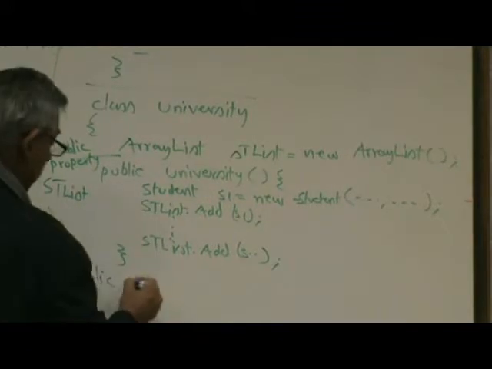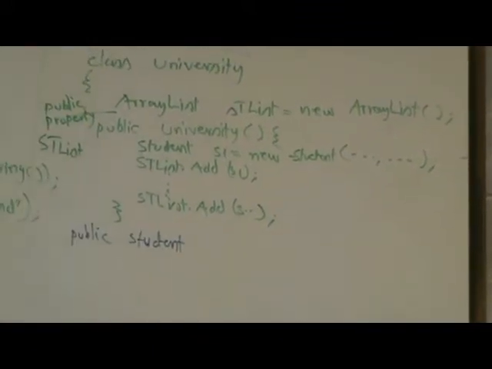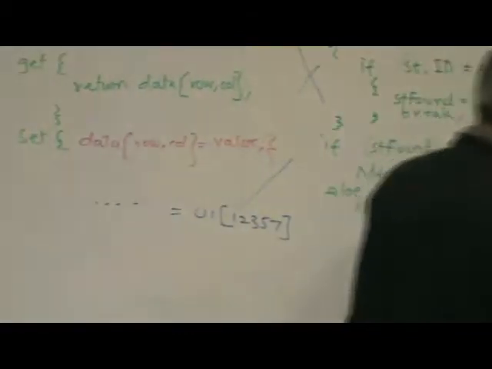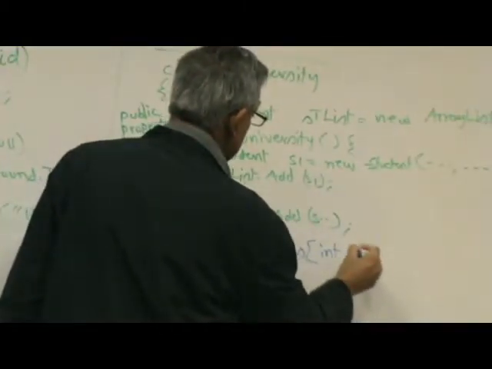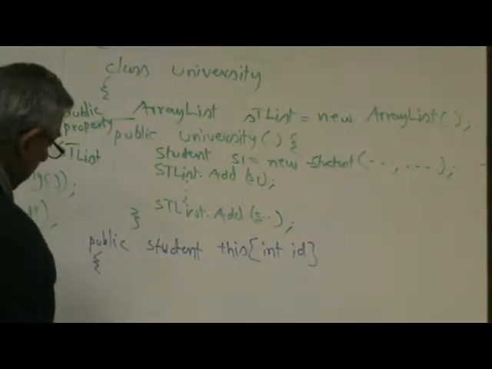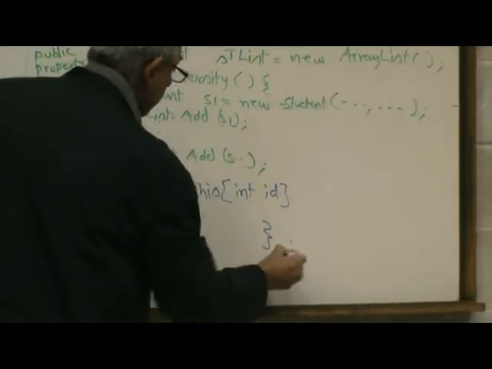So it will be public Student, because once we index, we will get the whole student object, right? And then this int ID, correct? And then there will be a get part and a set part. For example, in the get part, what code will we write now?